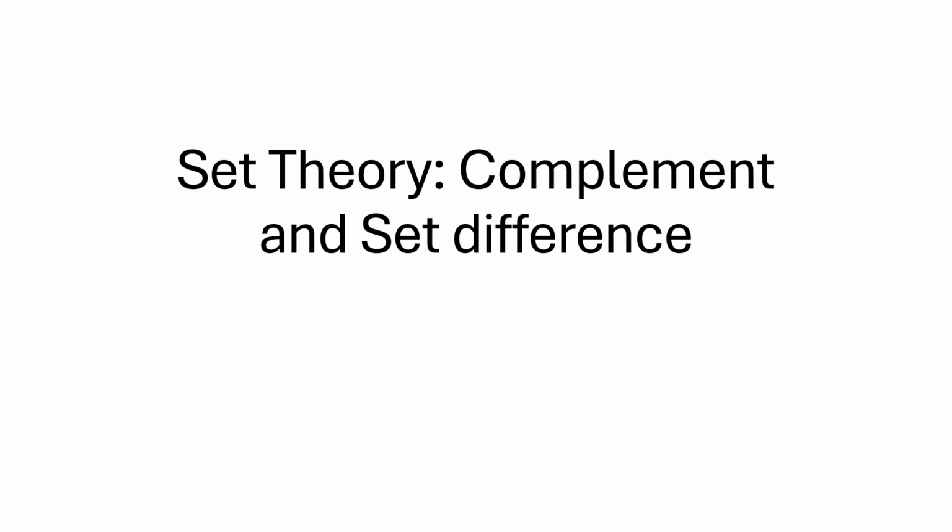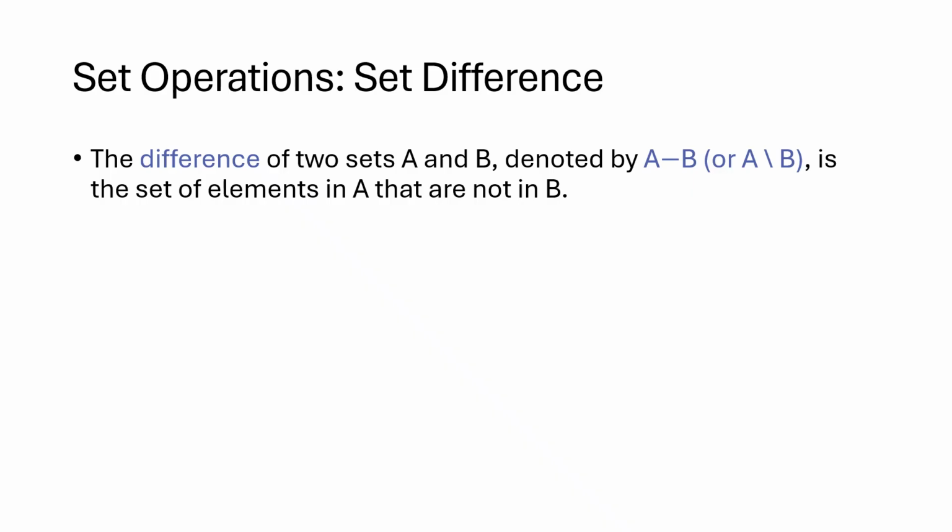In this video, we are going to talk about the complement of a set and the difference between two sets. Let's start with the difference. So we have two sets A and B, and their difference, A minus B, which in some textbooks is written like this, and some other places like this, is going to be a set that contains everything that is in A but not in B. So that's the definition of the difference between two sets A and B.